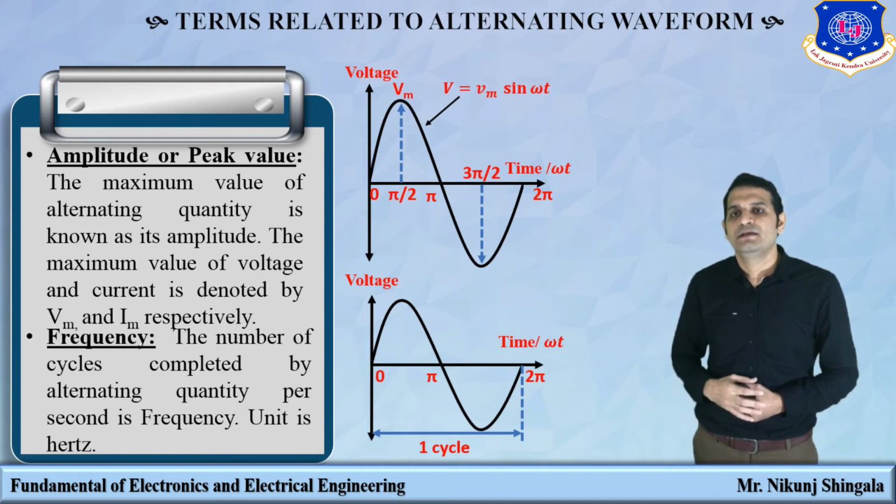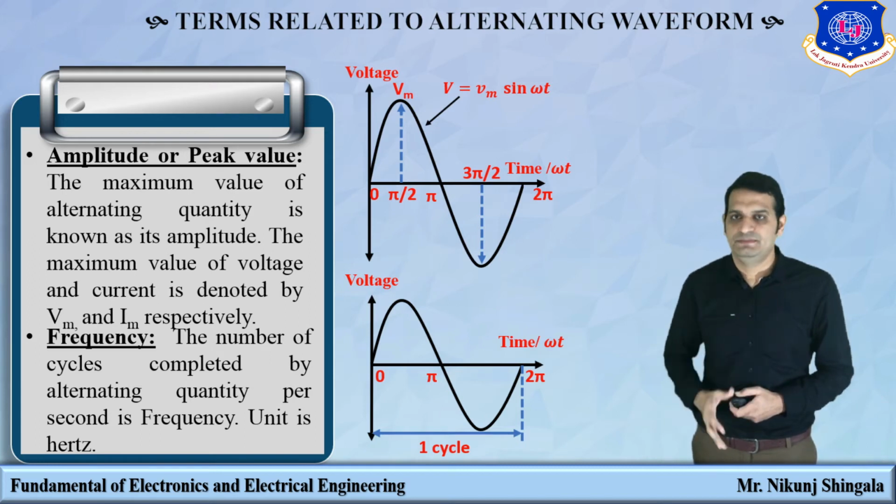In India, the line signal voltage which we are getting at our homes and offices, that alternating voltage, has a frequency of 50 hertz. That means what? It means in 1 second 50 cycles are completed.